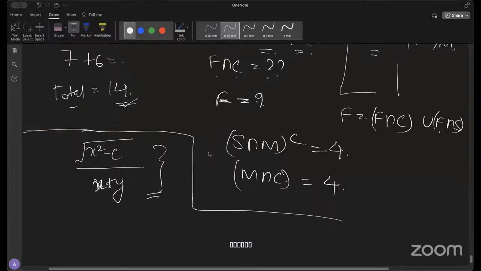Codomain's just a set which contains the range. That's what you have to make sure. You won't be asked to find the codomain. You'll only be asked to find the range.